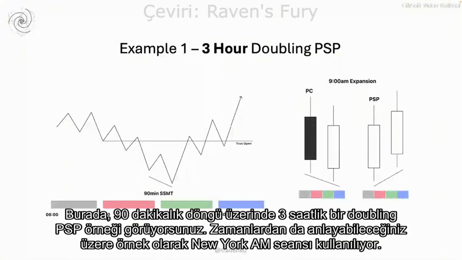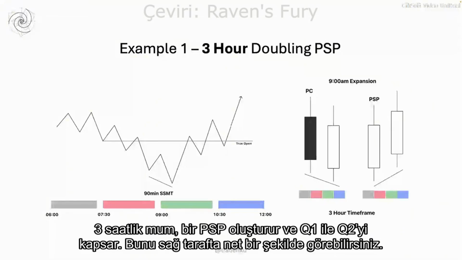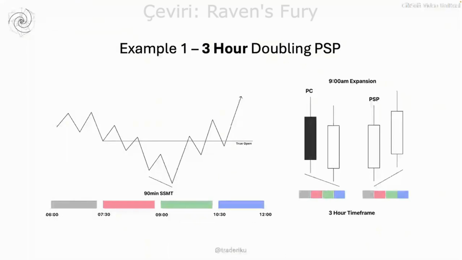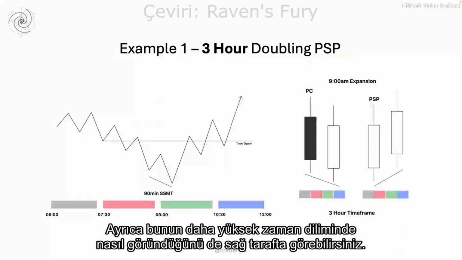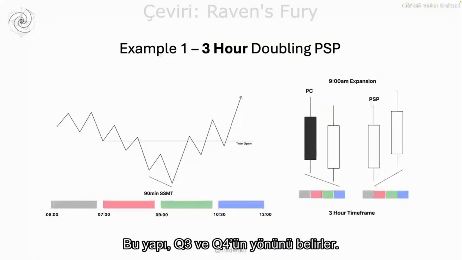So here is an example of a 3-hour doubling PSP on the 90-minute cycle, and I'm using New York AM as the example here, as you can see by the times. The 3-hour candle is a precision swing point making up Q1 and Q2, which you can see on the right. We can pair this with sequential SMT, so in this example between Q2 and Q3, as additional confirmation. And you can see how this would look on the higher time frame on the right hand side. This then determines the direction of Q3 and Q4.